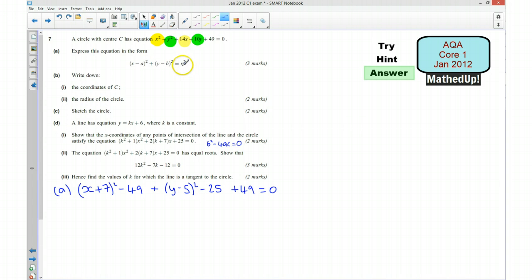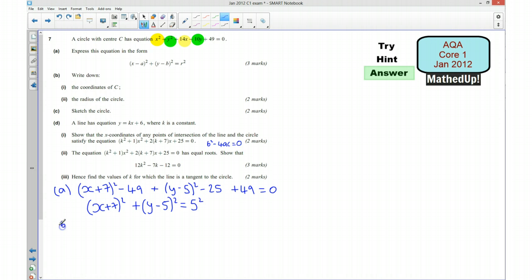So if I want to write it in this form, I would say that (x + 7)² + (y − 5)² is going to be equal to, and remember I've added 25 to both sides, so this 25 will appear on the right-hand side, but I'm going to write it in this form here. So instead of writing 25, I'm going to write 5². And there you go, that's part A done.